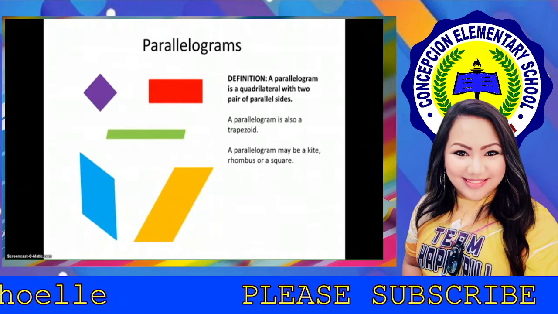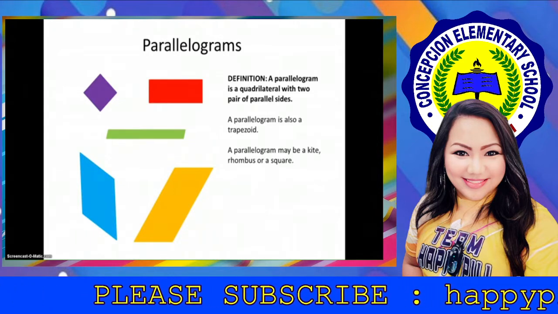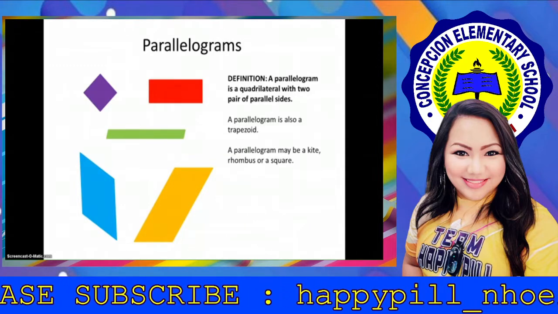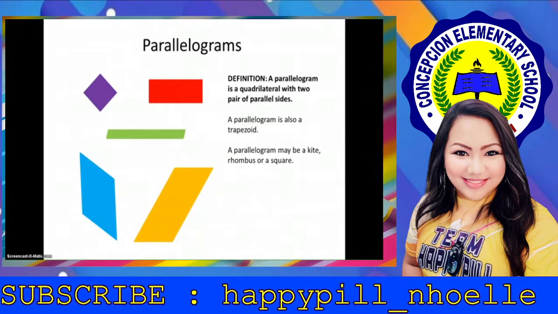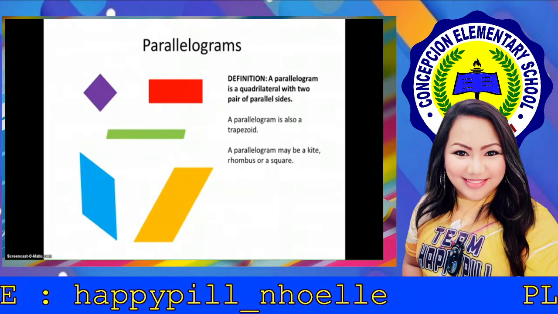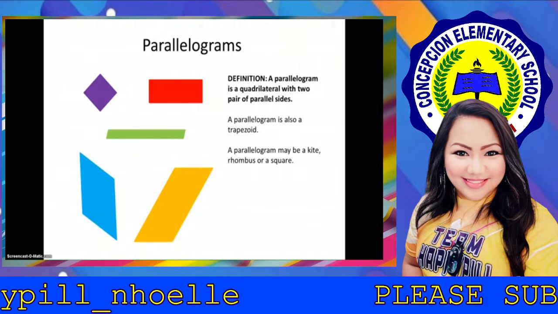Here we don't particularly care about the angle measure, we only care that opposite sides are parallel to each other. So the top and bottom are parallel, and the left and the right sides are parallel. A parallelogram is also a trapezoid, and that might be a kite, a rhombus, or a square if we choose a special parallelogram.